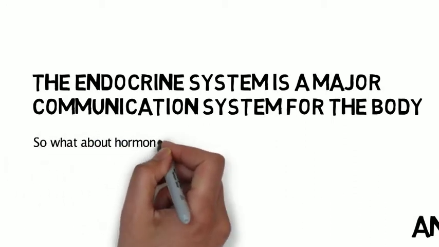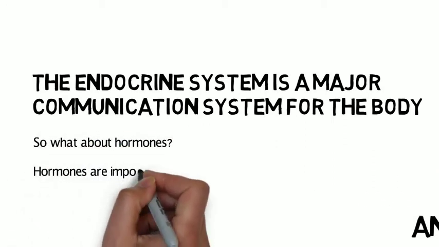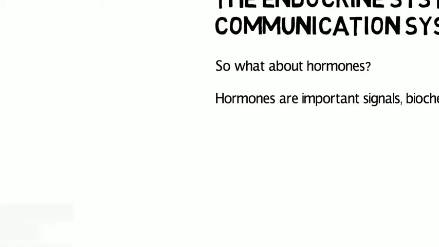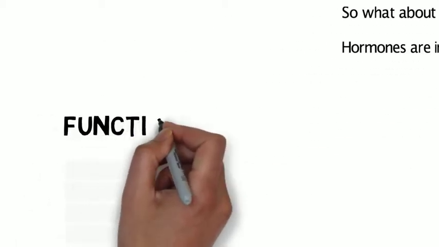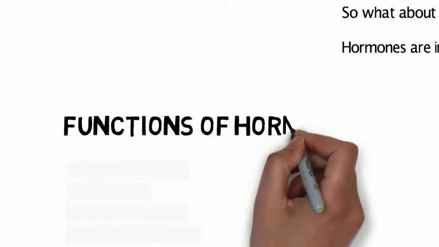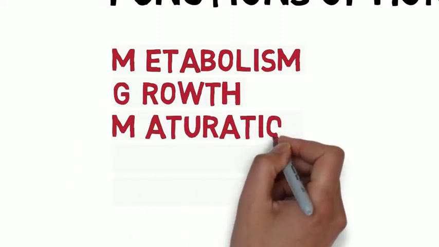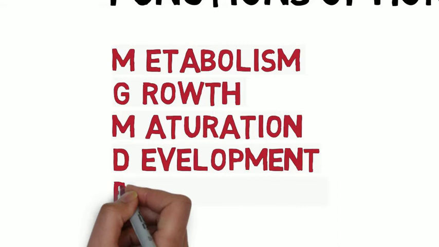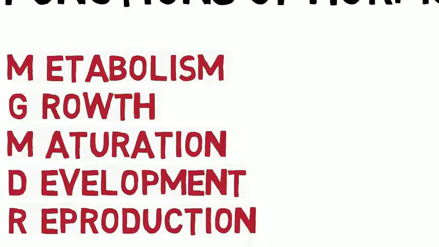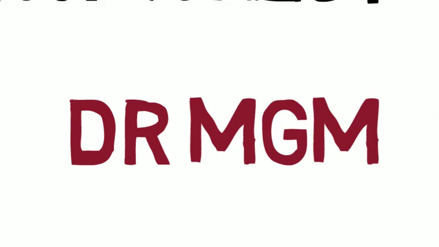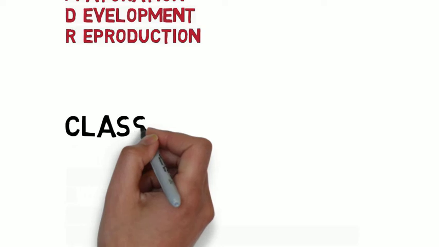Now, these communication systems are for a purpose, but what are these hormones? The hormones that the endocrine system is using are biochemical messengers or signals. What are the functions of hormones? It includes metabolism, growth, maturation, development, and reproduction. These are a lot of the functions of hormones. Using this mnemonic, Dr. MGM, you can remember all of the functions.